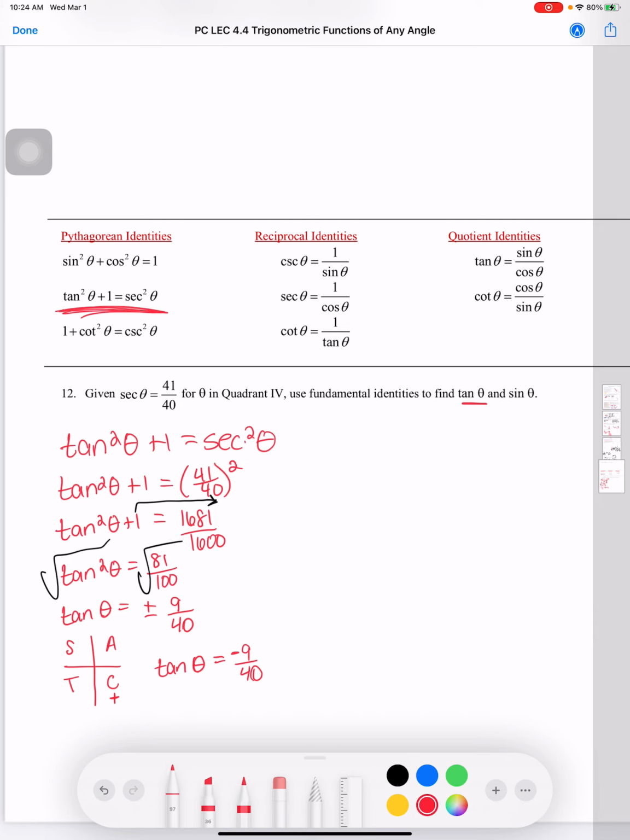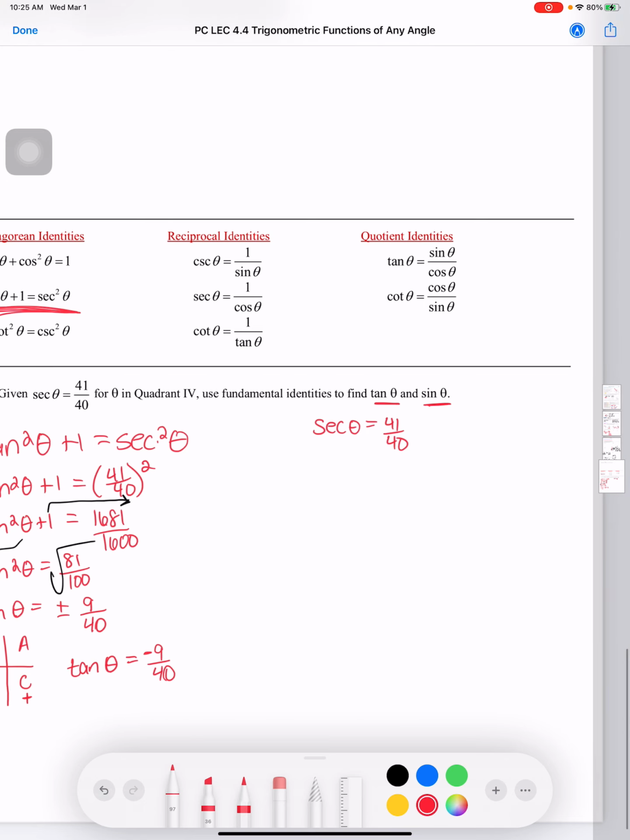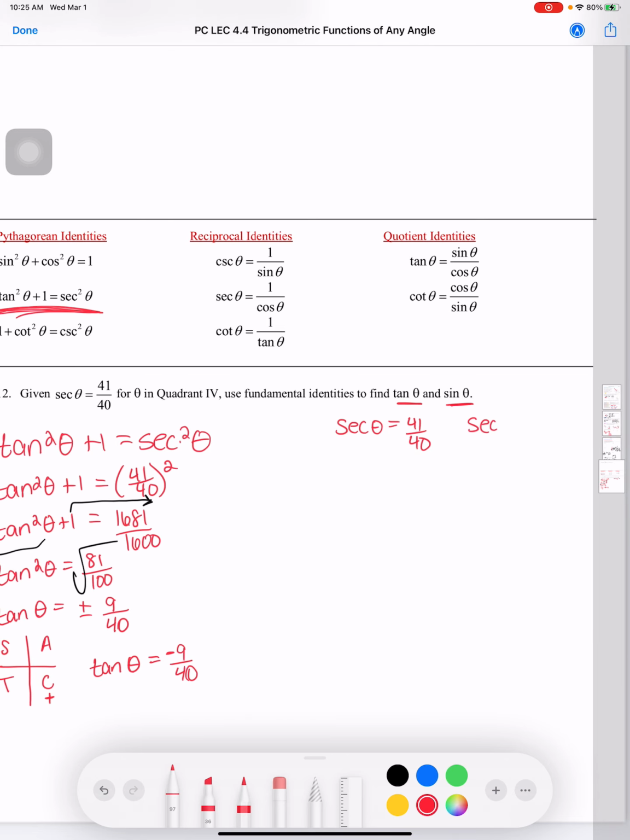So that's that. Now, what's the second piece here? I want to find sine. Well, how can I do this? Let's write down what we know. I know that secant theta, which was given to me, is 41 over 40. Okay? But I also know that secant theta is equal to 1 over cosine theta.